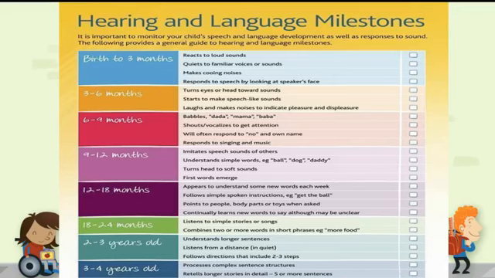Now, one thing to keep in mind when you're looking at this chart is it's not very cut and dry. There is a very wide range of what is normal when it comes to language acquisition. So if your child's a little ahead or a little behind, that's not really a cause for concern.